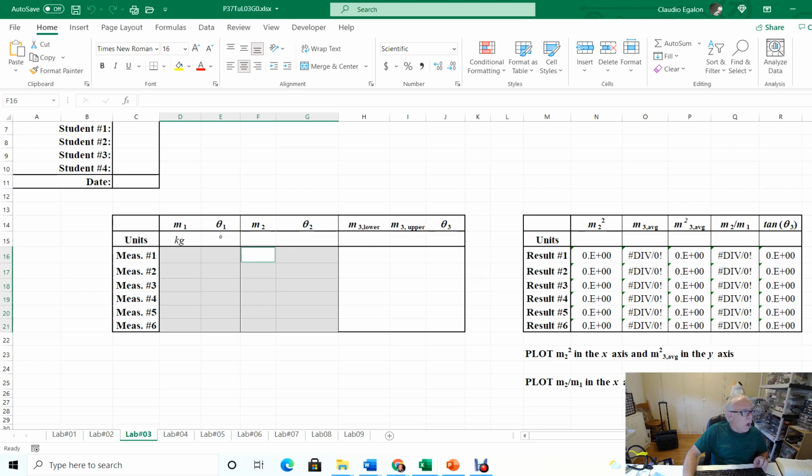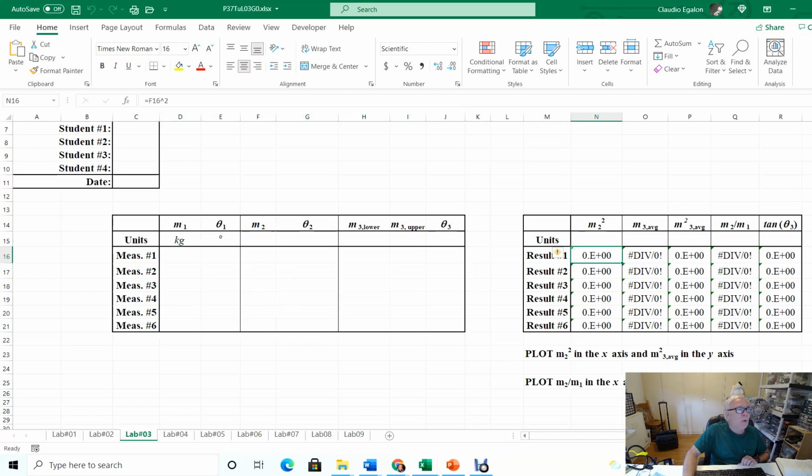And here is the lower value of the mass. Here's the upper value of the mass. And the angle that you're going to find first. First you find the angle with your hand, and then you find those lower and upper limits of your mass. So this whole table here is the raw data. Everything that you see here is the raw data. And then we are going to process this data.